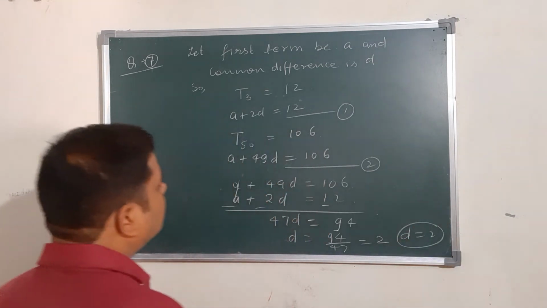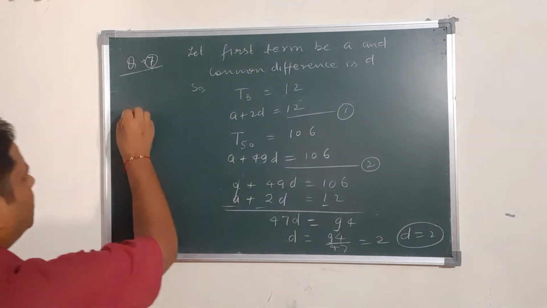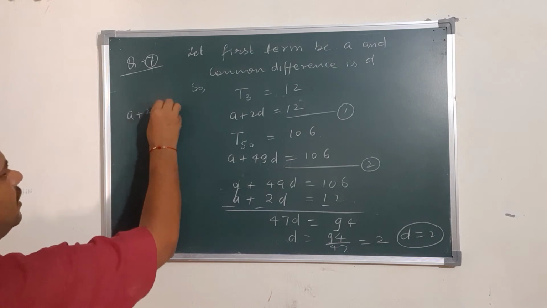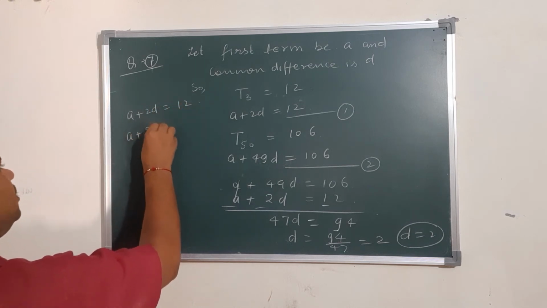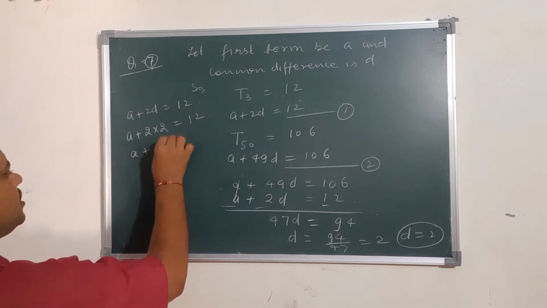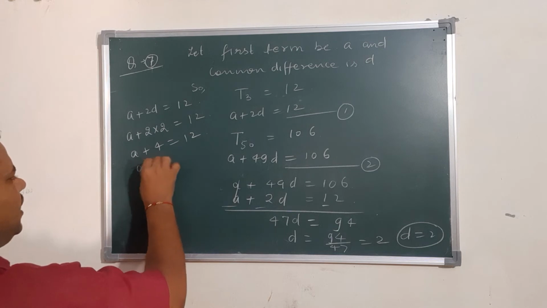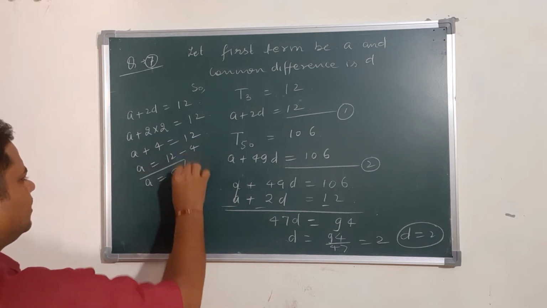That means if we put d in any one of the equations, we will get the value of a. So a plus 2d is equal to 12. A plus 2 into 2 is 12. A plus 4 is equal to 12. So a is equal to 12 minus 4. A is equal to 8.